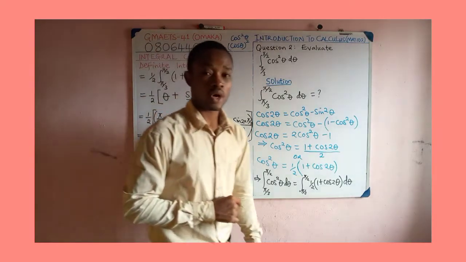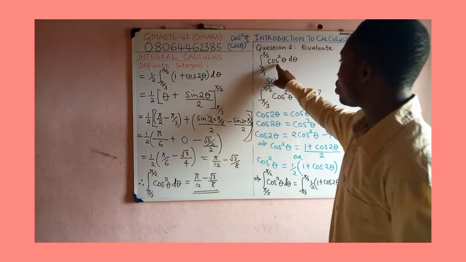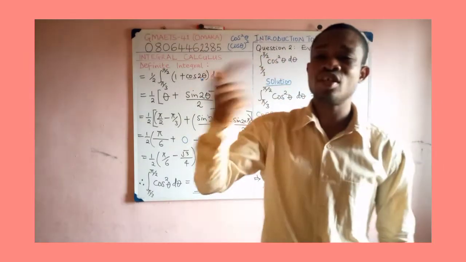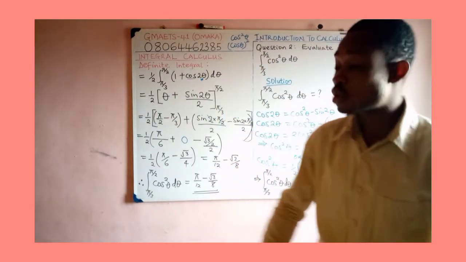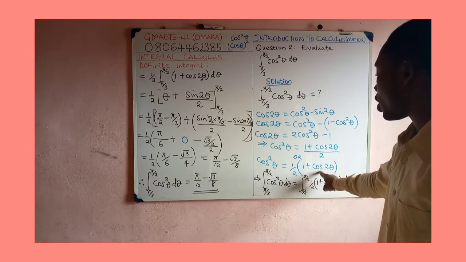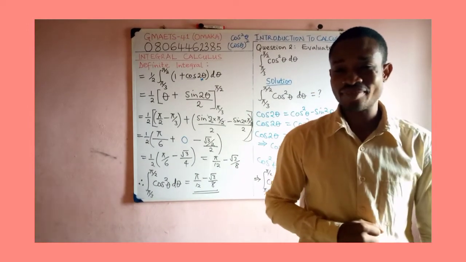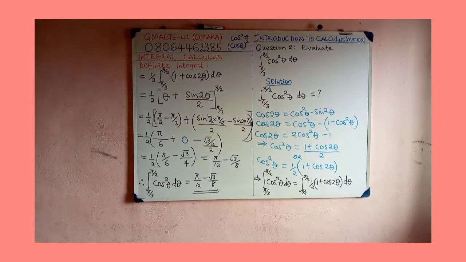Very, very important. Once again, do not forget how I handled this part, because this trig function is bearing a power which is more than 1. It's power 2 and above. So I had to introduce a trig identity to reduce it to a term where the power of that trig function will be 1, before you start integrating.